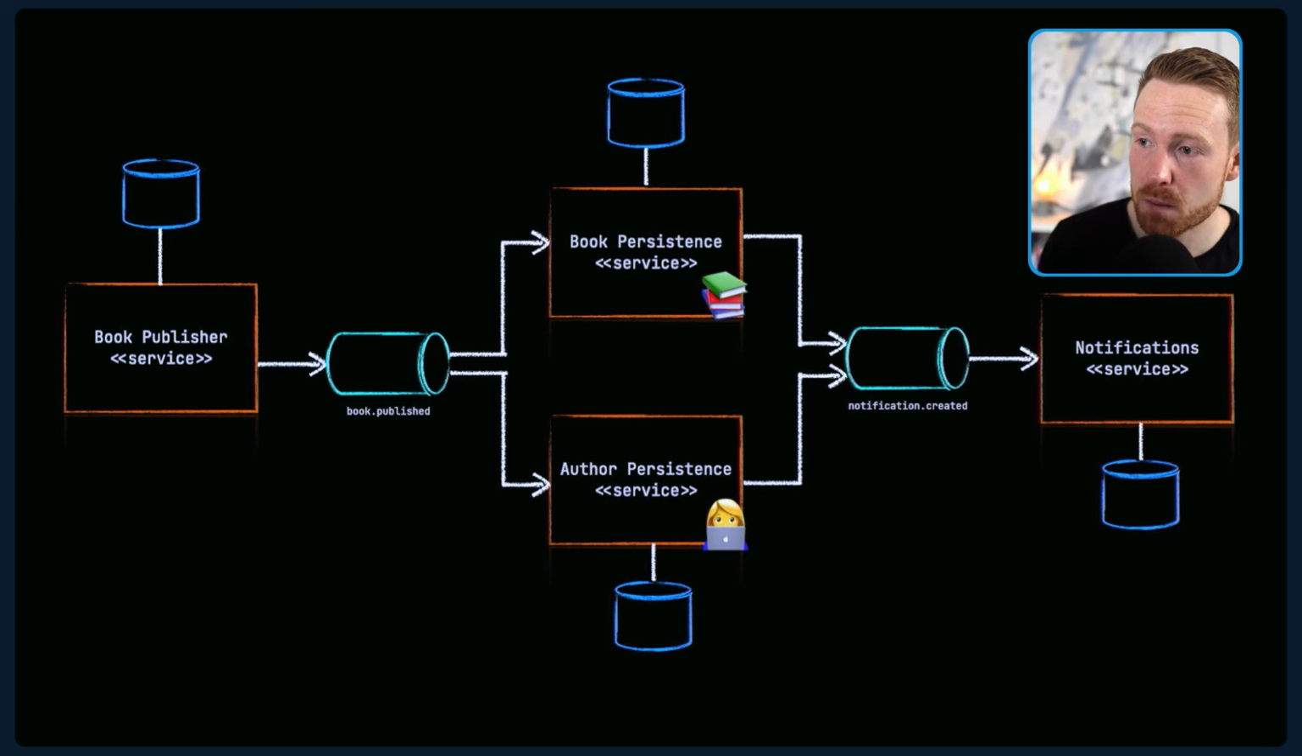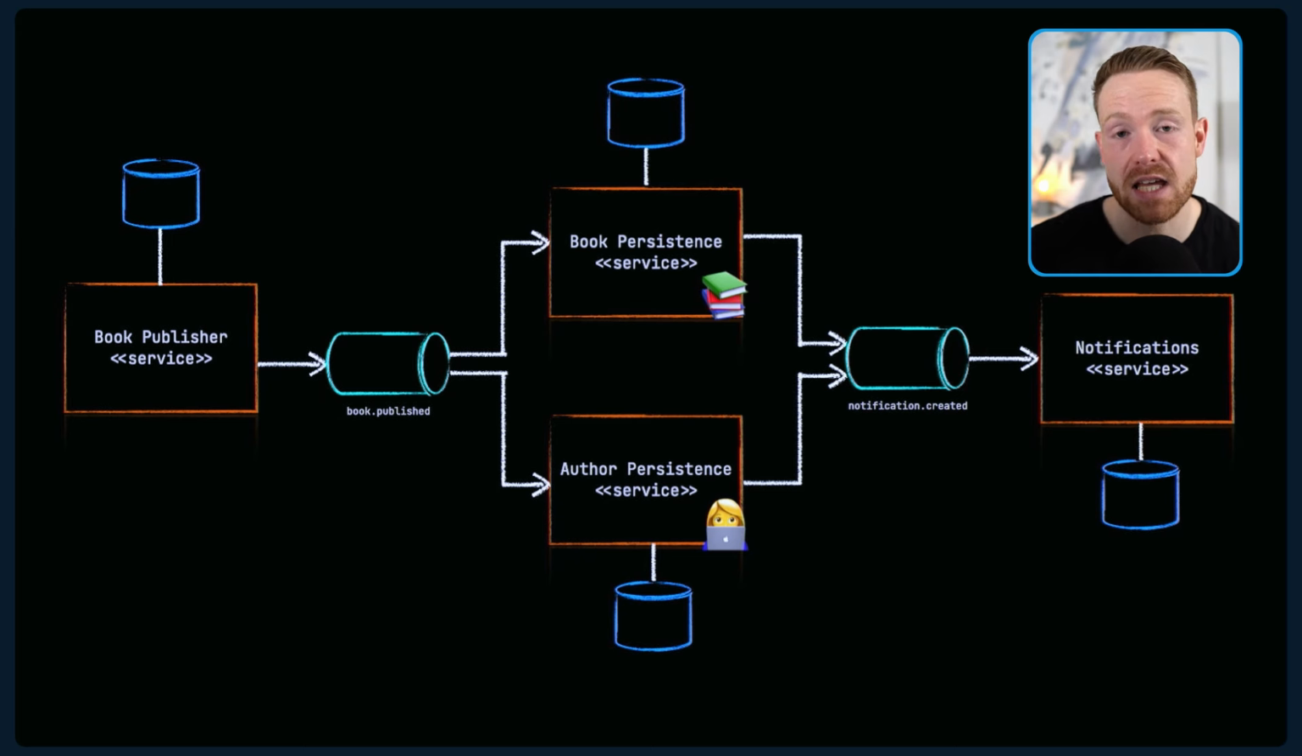And in the case of the books persistent service, it's going to take the book information and it's going to save it to its own database. In the case of the author persistent service, it's going to take the author information and save it to its database. There's going to be no mixing of information. So there's going to be no author information in the books database, and there's going to be no book information in the author's database.